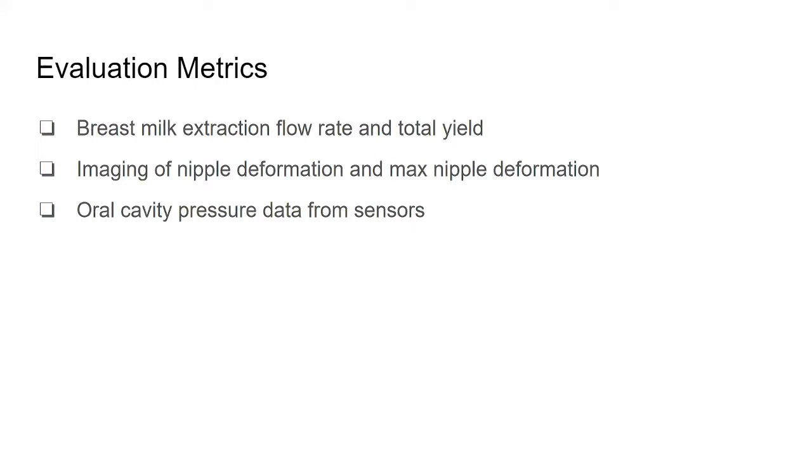The evaluation metrics for this project will be breast milk extraction flow rate, breast milk total yield, imaging of nipple deformation, max numerical nipple deformation, and oral cavity pressure data.